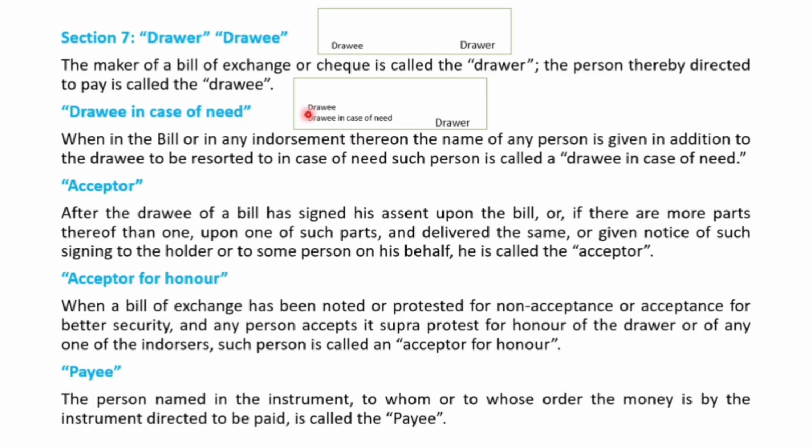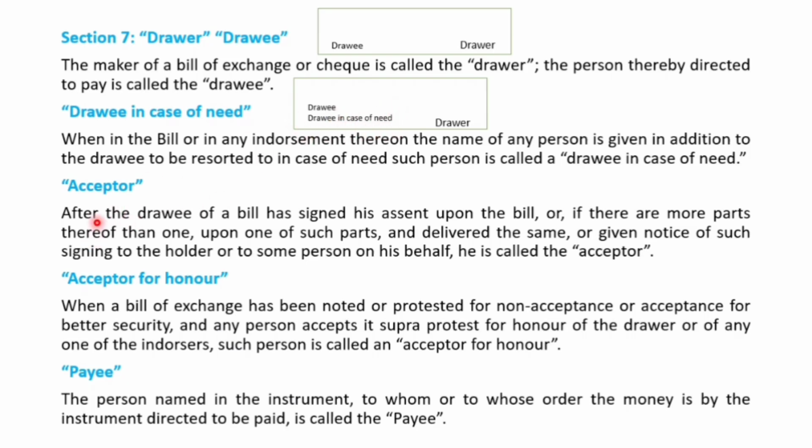So in case the drawee is not accessible, then the drawee in case of need can be resorted to. Then the acceptor. Acceptor is very simple. In case the drawee accepting this bill has made his signature to the bill of exchange, then he is said to be the acceptor. In case the drawee in case of need has made his signature, he is said to be the acceptor.